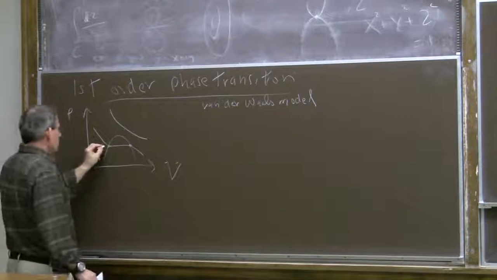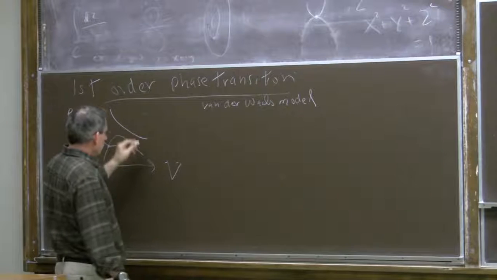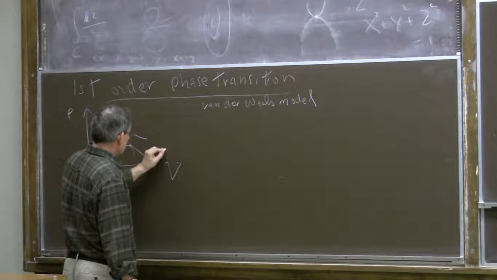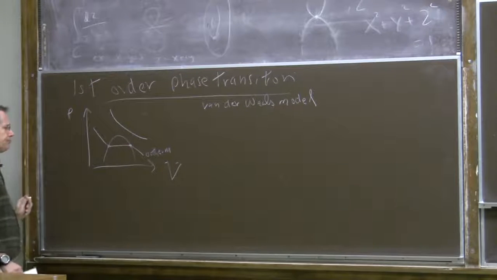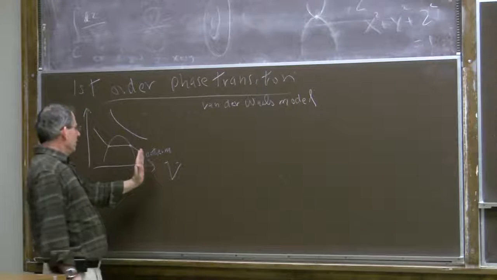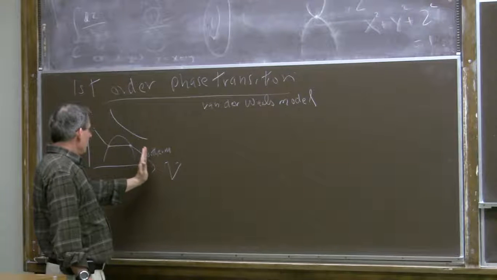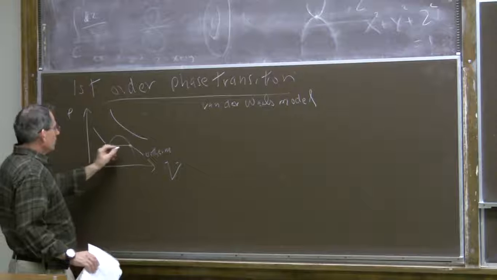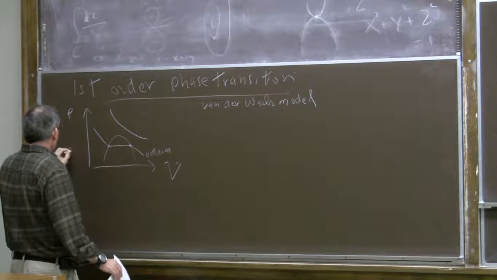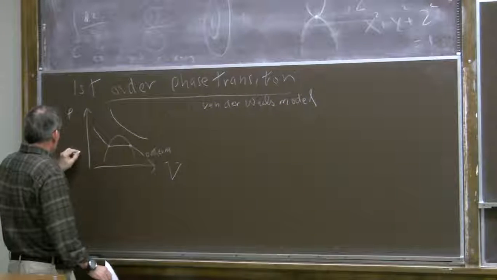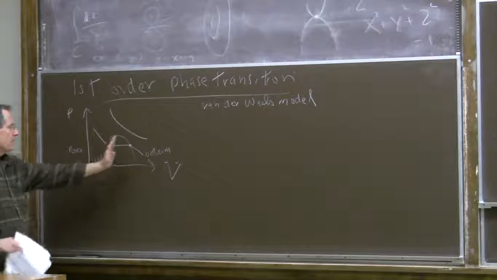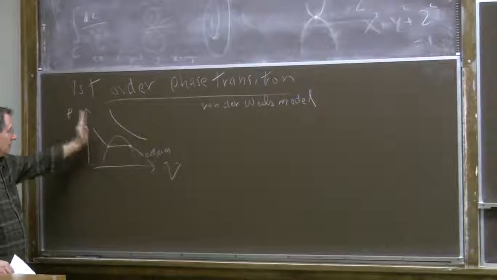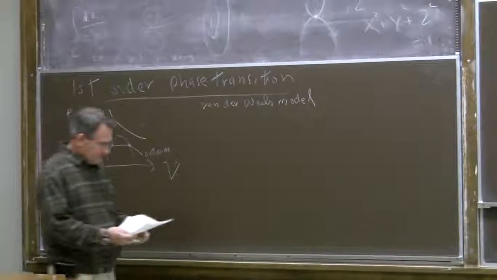There's some coexistence pressure depending on the temperature. These lines are isotherms, where the temperature is fixed. And if we start out with the gas and reduce the volume by compressing it, we reach the point in which the gas can coexist with the liquid, then the pressure stays fixed at a coexistence pressure until the gas is entirely converted to liquid, and then the pressure starts to increase again.